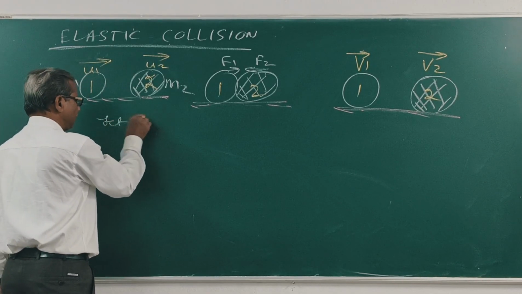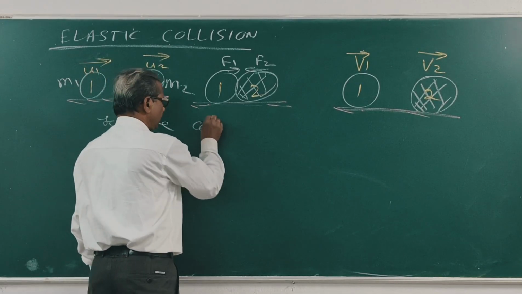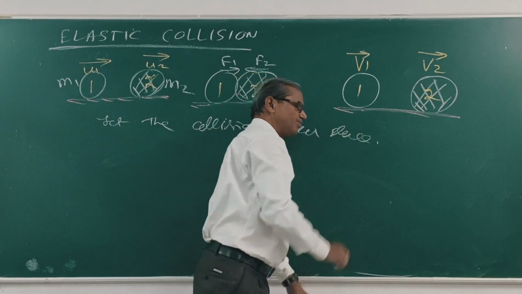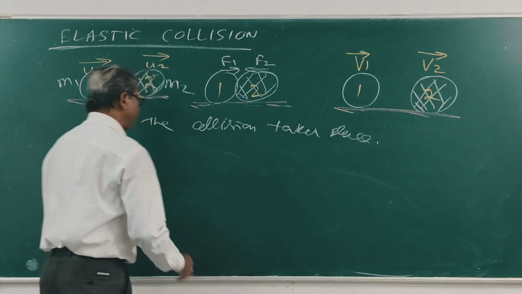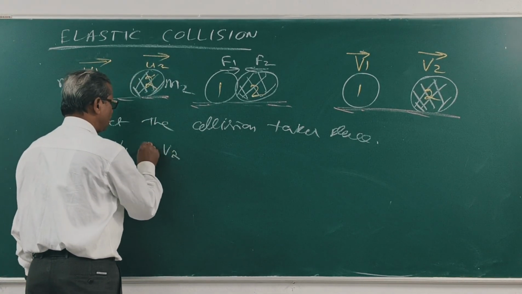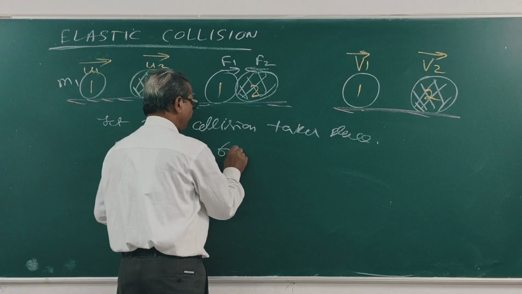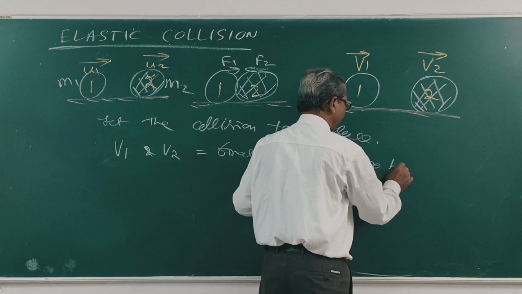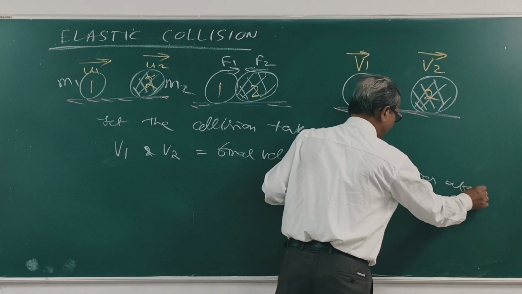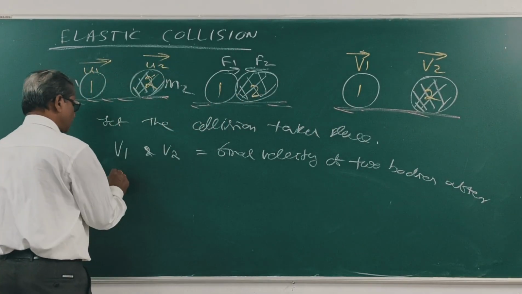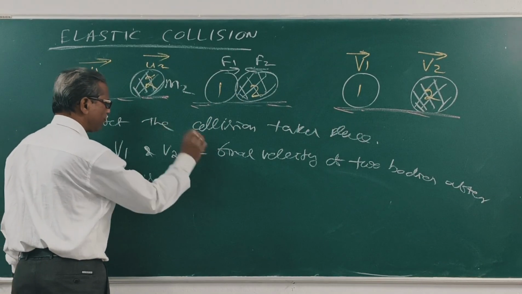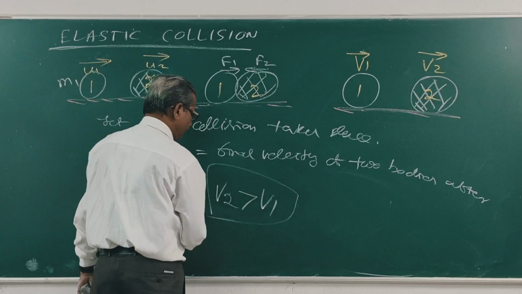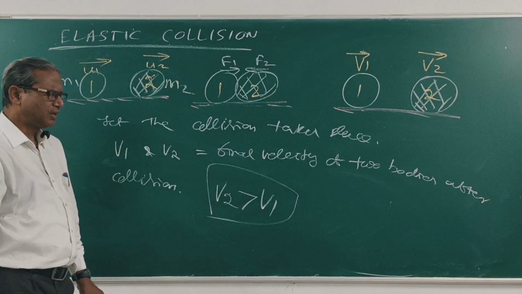Let the collision take place. Clear? And v1 and v2 are the final velocities of the two bodies after collision. So here v2 is more than v1. Right?